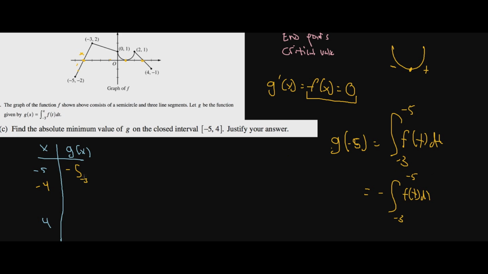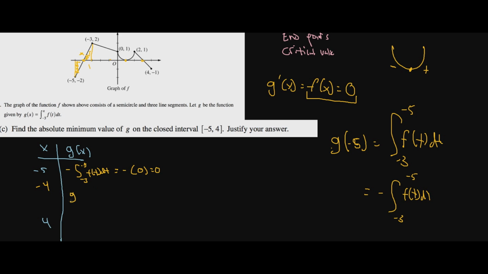The integral from negative 3 to negative 5 of f of t dt is equal to negative... well, what's the area from negative 5, which is this, to negative 3? Ooh, well, I can just visualize this. These are equal triangles: 1 times 2 divided by 2, negative 1, and 1 times 2 divided by 2, positive 1. All right, boom. This is negative 0. We know that's 0. So at negative 5 we have a y value of 0.